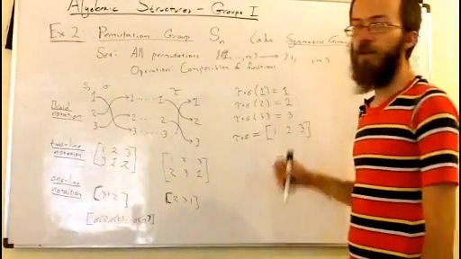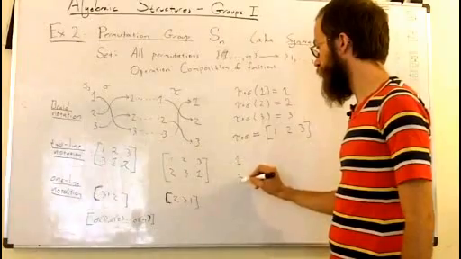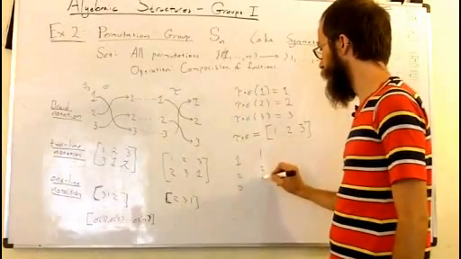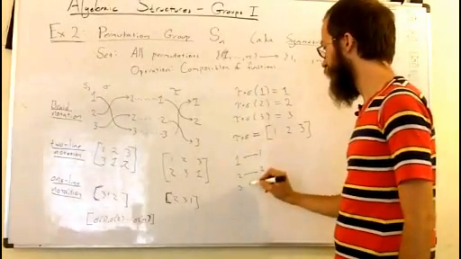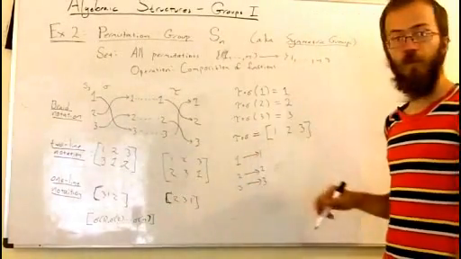In fact, that's a very special permutation. If I look at 1, 2, 3, 1, 2, 3, and just draw a straight line straight across, so this is the permutation 1, 2, 3, right?